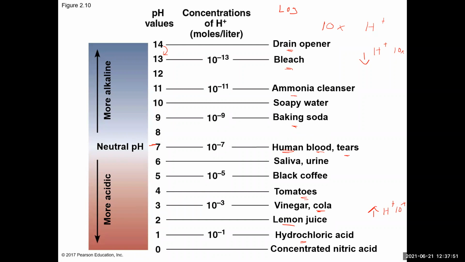So for example, let's say we have a pH of 5, and that pH of 5 contains 10 hydrogen ions. Let's say we change the pH to 3. If we change the pH from 5 to 3, what is the concentration of hydrogen ions at a pH of 3? So take a minute, try to figure that out. Pause the video.